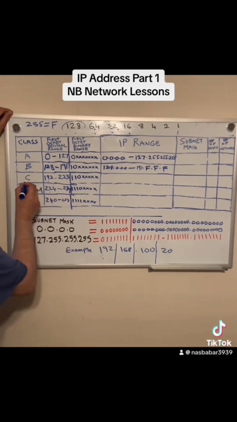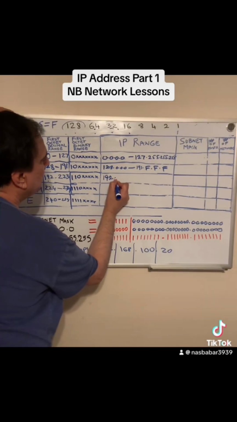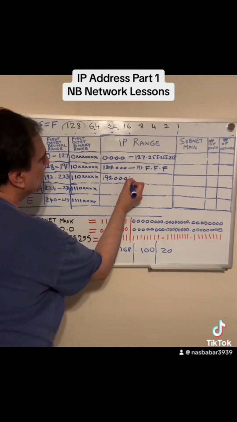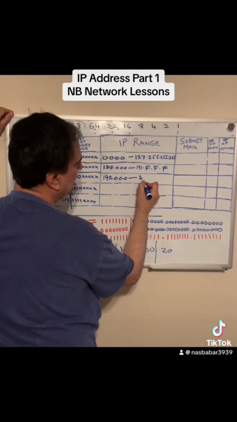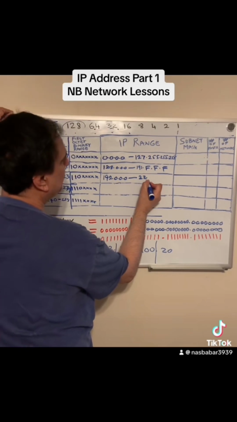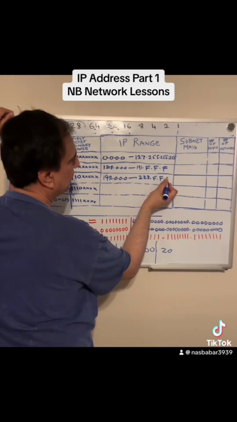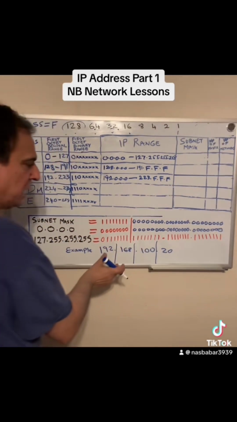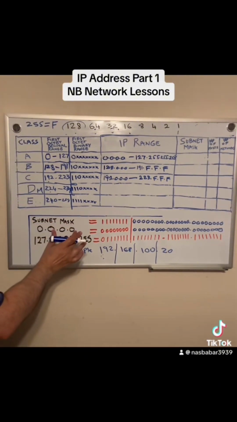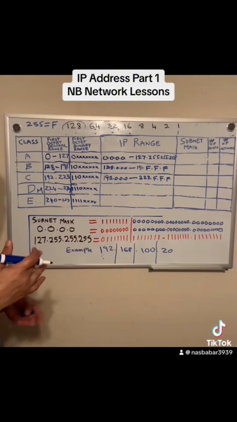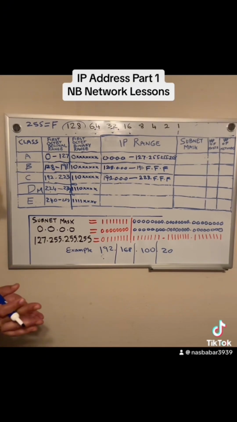So in this one, class C, you have 192.0.0.0, and the last network will be 223.f.f.f. And then we're not going to basically discuss class D and class E, because class D is multicast. We'll get to it when I prepare a network lesson for multicast.